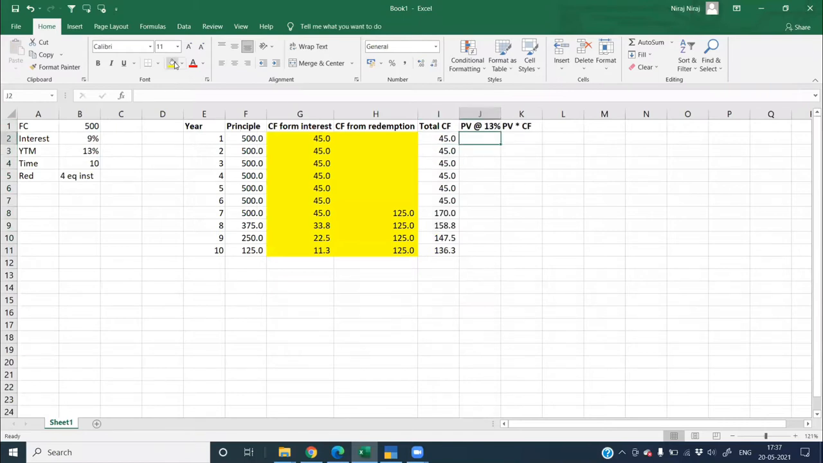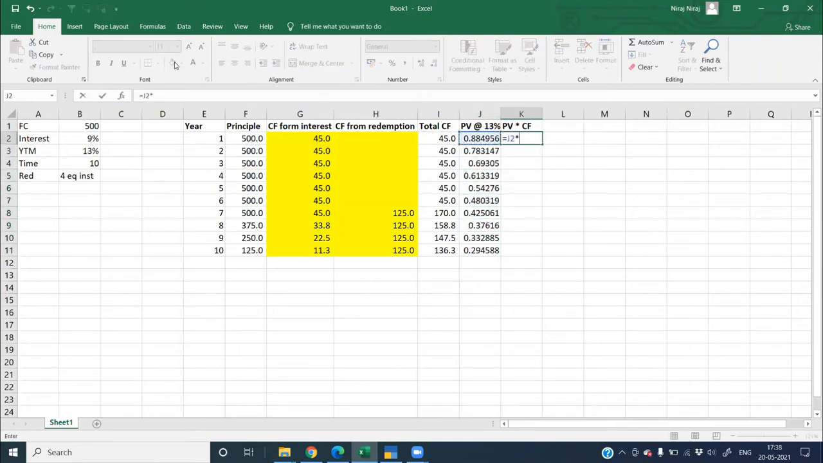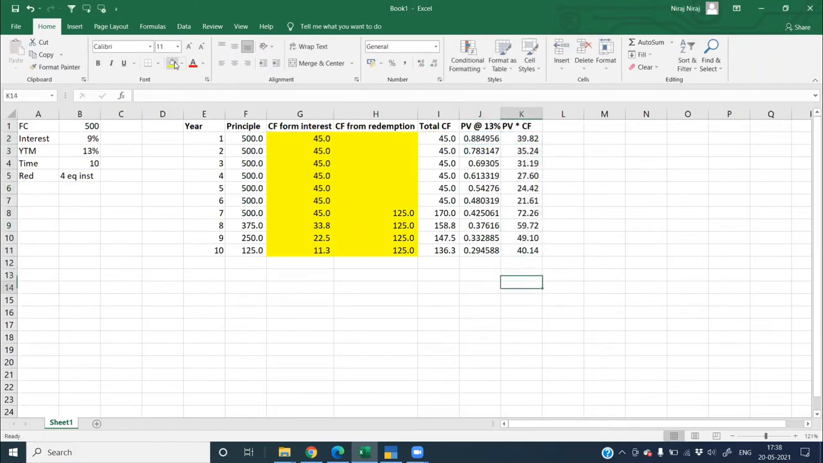Now, if I have to calculate present value at 13%, how will I do it? 1 divided by (1 plus 13%) raised to the power of the year. I will just copy paste the formula down. And then, calculating the value of the bond, that is the present value of all the future cash flows, I will do this multiplied by this. And at the end, I will take a summation of it. My answer will be 401.10.